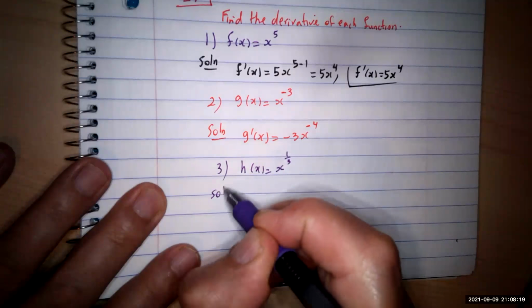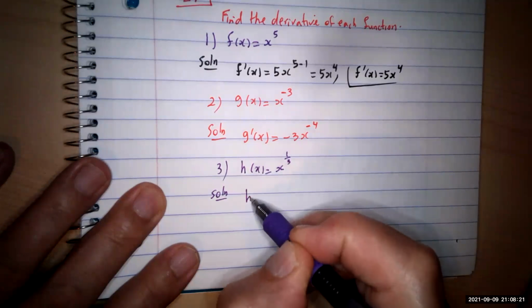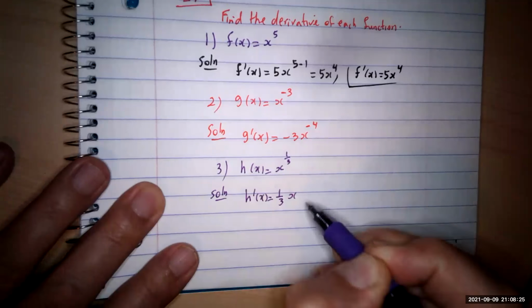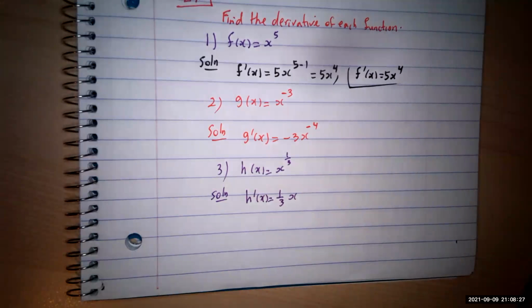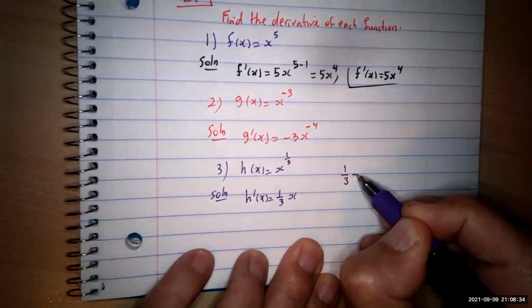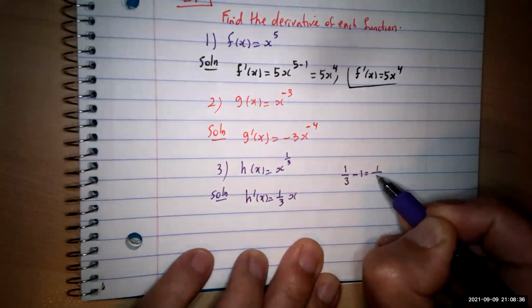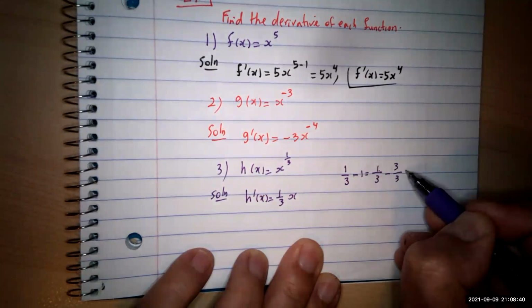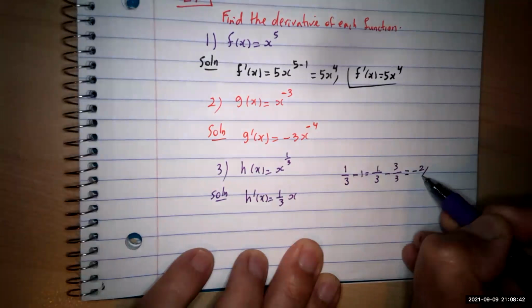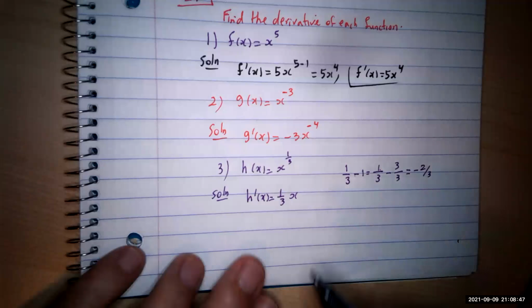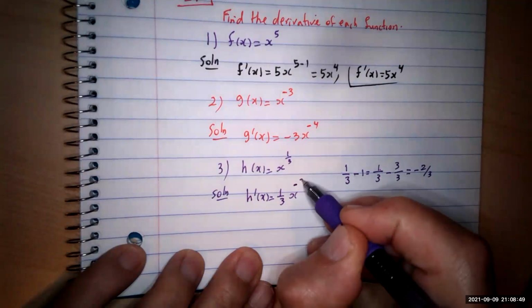Okay, solution. h prime of x equals 1/3 x to the 1/3 minus 1. You see, 1/3 minus 1. Look at this one. 1/3 minus 1 is like 1/3 minus 3 over 3. So it's 1 minus 3, which is negative 2, so negative 2/3. So 1/3 x to the negative 2/3.